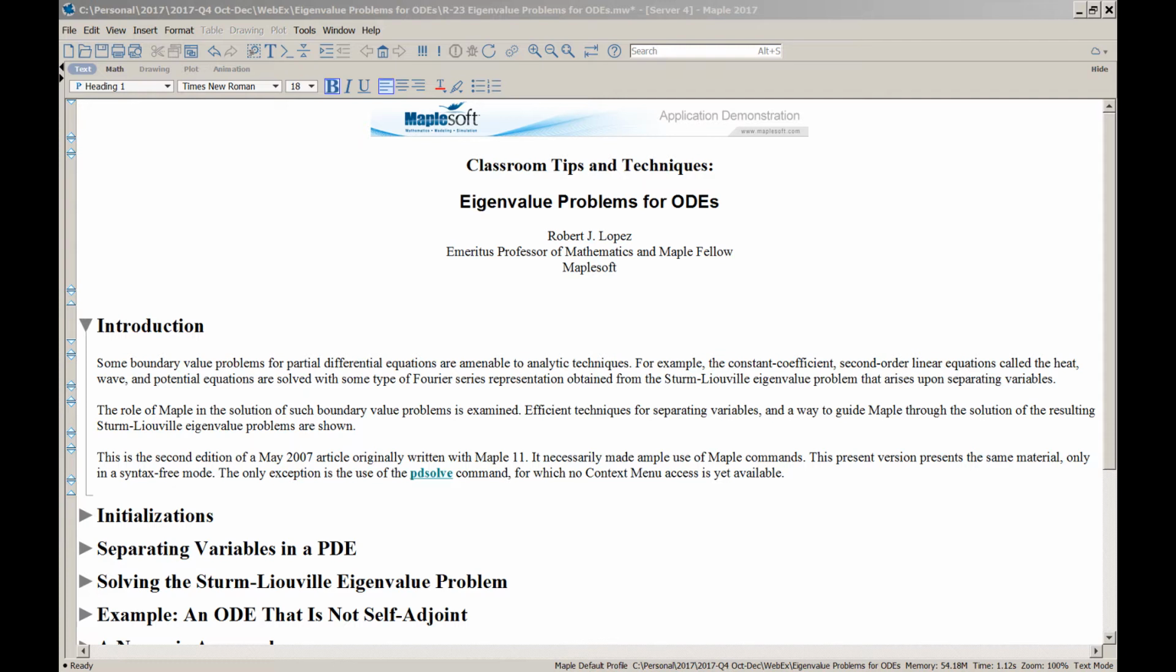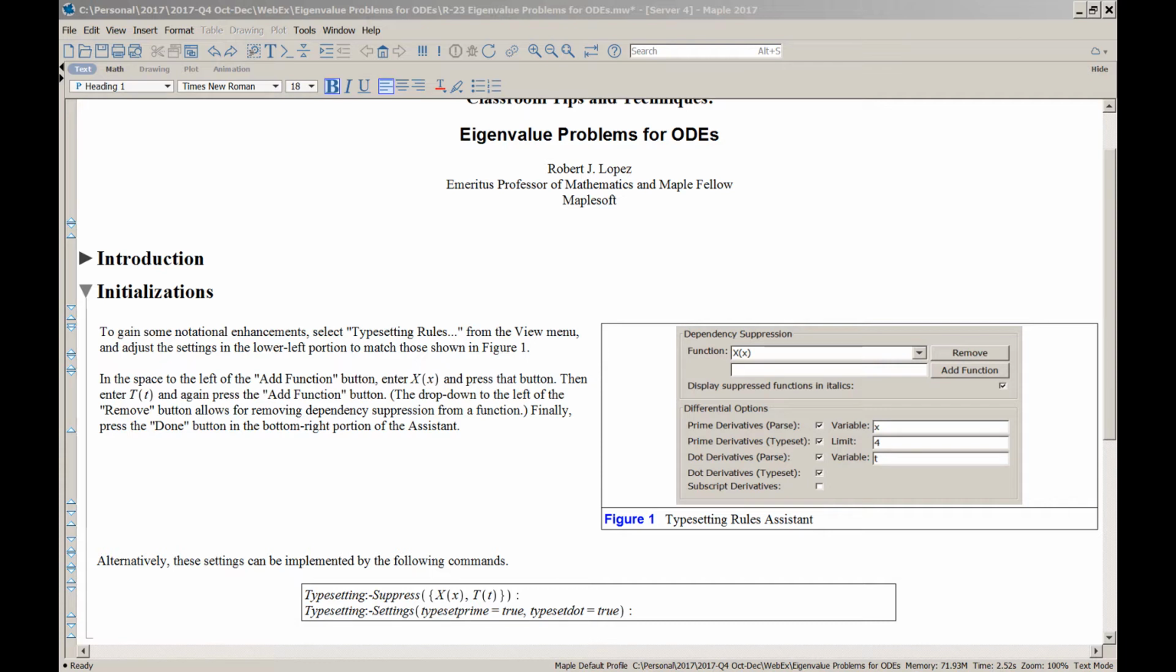That's an eigenvalue problem for the ordinary differential equation. So now this is an update on that article, the difference being that here nearly all of the calculations can be done in a syntax-free way. We're going to begin with some notational enhancements, which I will impose through the typesetting rules assistant.